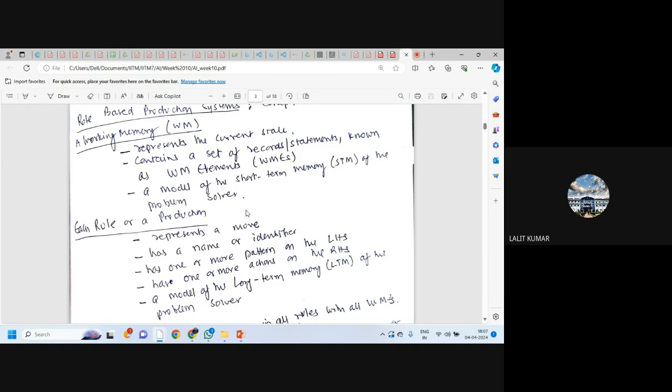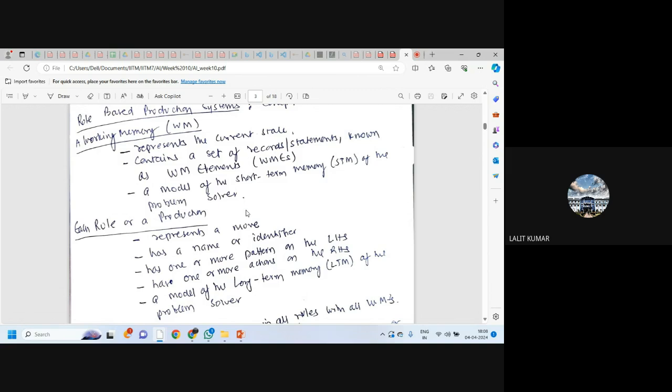When you make a new working memory element, you can also remove, and you can modify. Modify means basically you are deleting one element and then adding one element. Then there is halt, then there is read, write, print, and some other things.